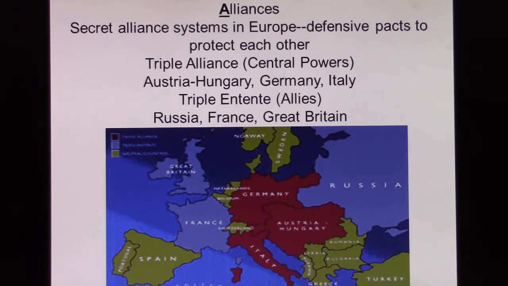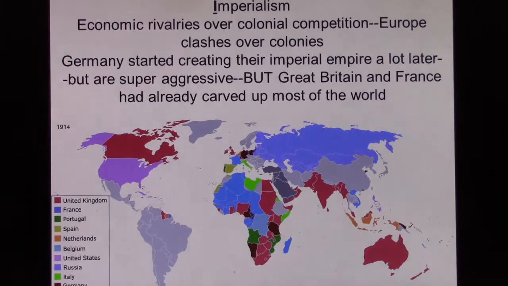And eventually this is going to wind up with the Triple Alliance, or the Central Powers, here outlined in red, the big powers in Central Europe: Germany, Austria-Hungary, and Italy. Right? They will face off against the Triple Entente, the Allies. The two old enemies, England and France, become allies, along with Mother Russia over here. These alliances are going to be incredible.